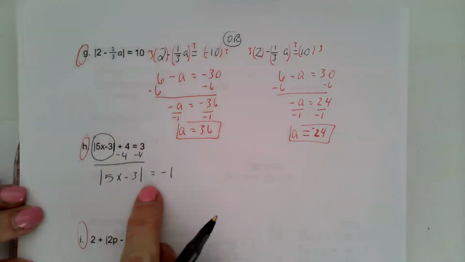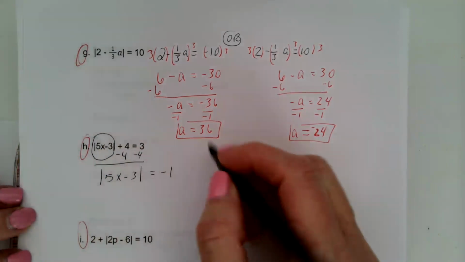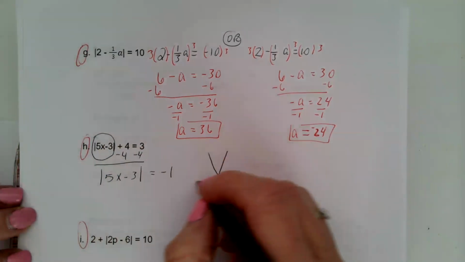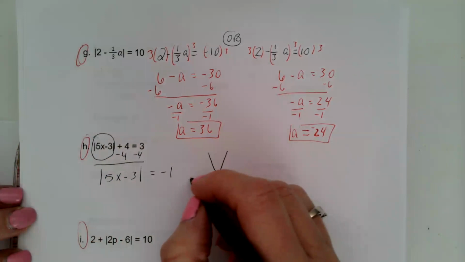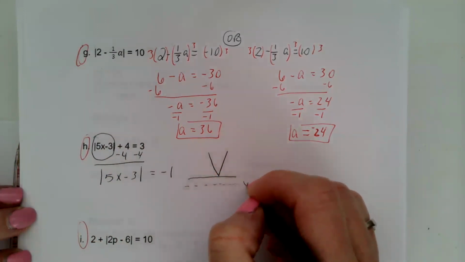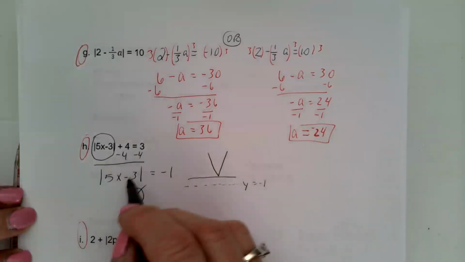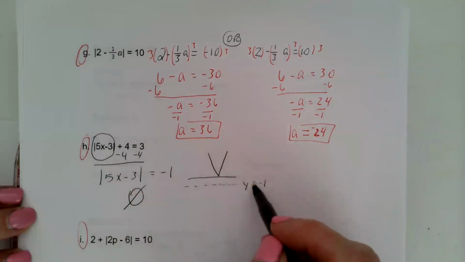And before we even put it in the calculator, or Desmos, we can validate that an absolute value will never equal a negative 1. So here's our absolute value function, and a negative 1 is down here. So this answer is an empty set. This absolute value will never come down and touch a negative 1.